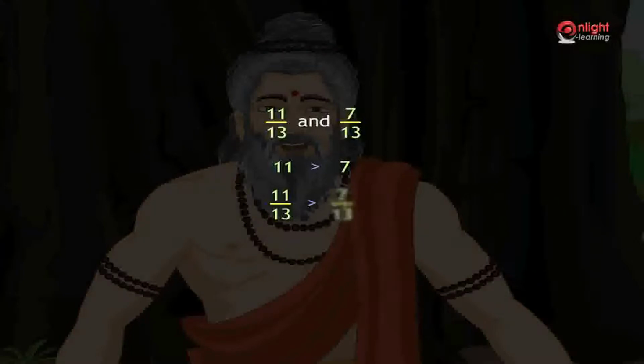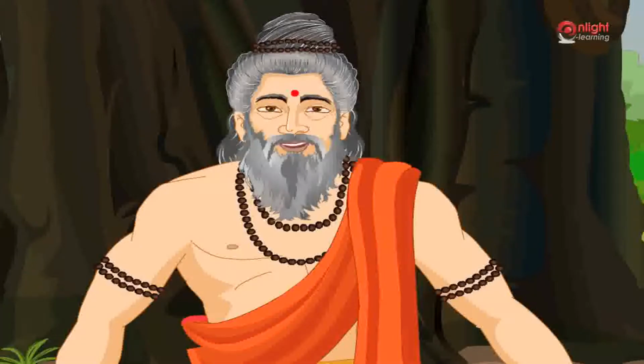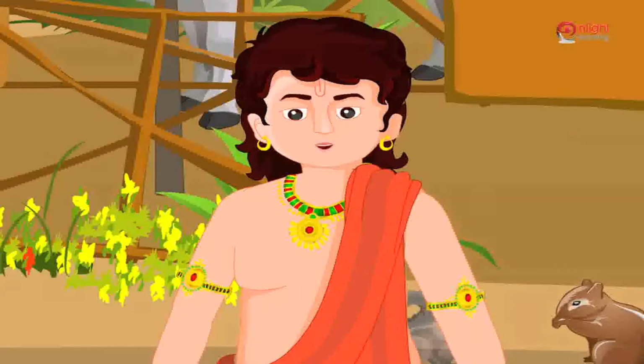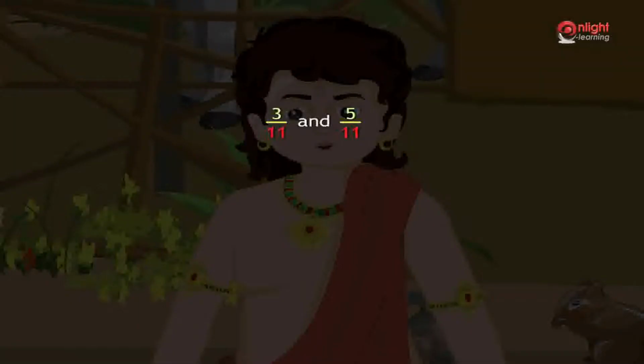Now, say which is smaller of the two fractions, 3 by 11 and 5 by 11. Both the fractions have the same denominator, so they are like fractions. Comparing the numerators, we have 3 and 5. We know 3 is less than 5 and hence 3 by 11 is less than 5 by 11.